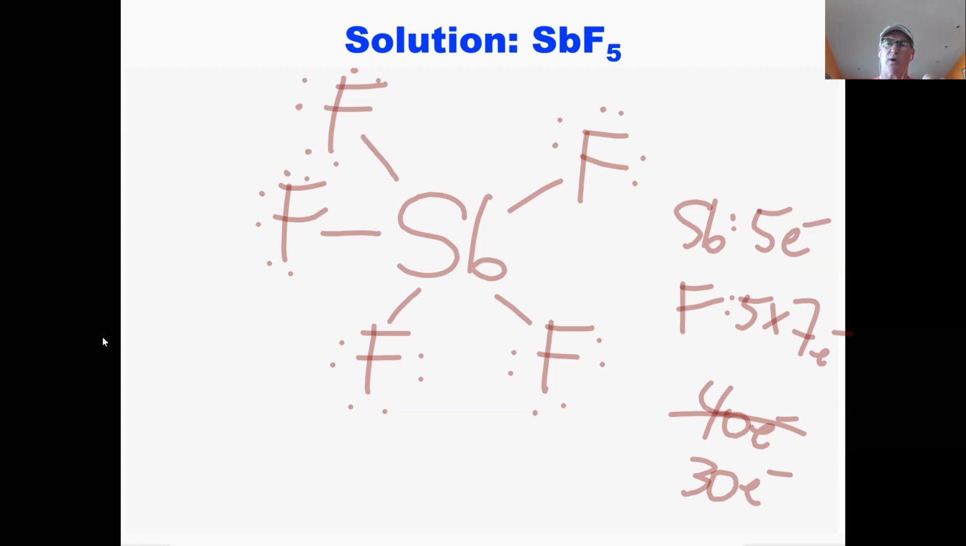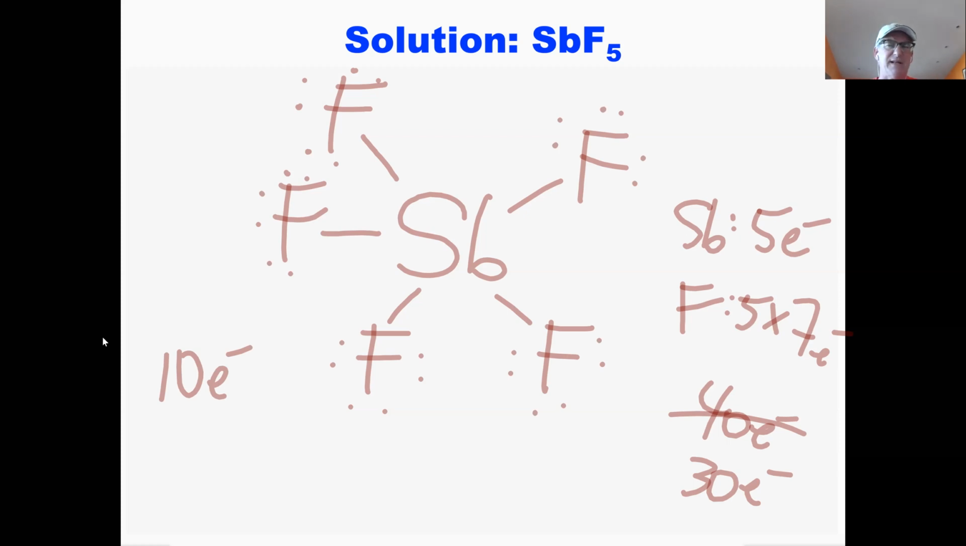Now, how many total electrons does antimony or antimony have in this situation? Total electrons. 10. It has 10, right? It has 5 bonds, 2 electrons each, so it has a total of 10. Is that cool? Is that allowed? Yeah, because it's below the 3rd row. Exactly. It's below the 3rd period, so it has room. It has room for more electrons than 8. So it's perfectly fine for antimony to have 10 electrons.